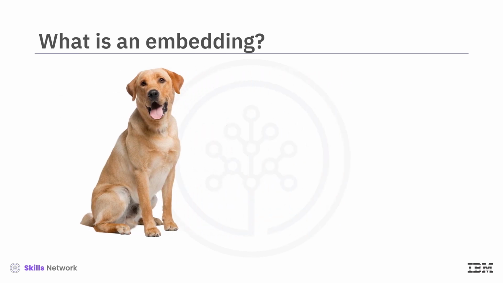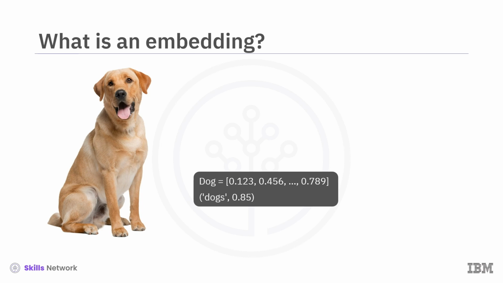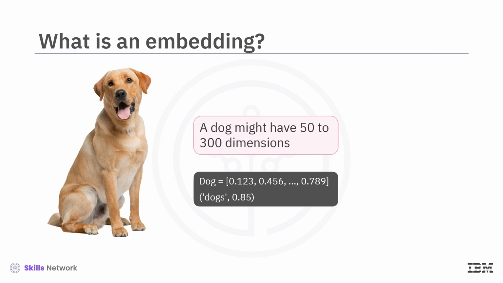For example, the vector for dog is 0.123, 0.456, and so on until 0.789. The vector for the data object dog might have 50 to 300 dimensions with characteristics of this specific data. So if you examine words similar to dog, you'll see the following words that are related to the word dog: puppy, pet, canine, and puppies.